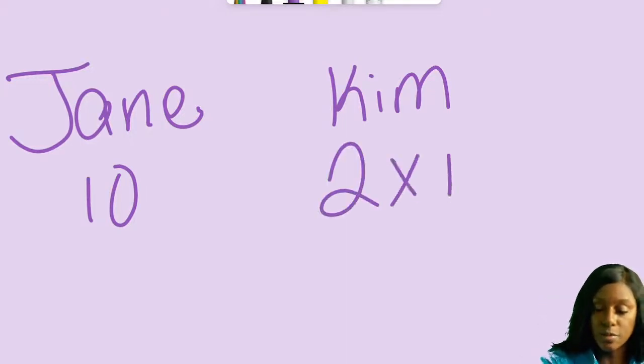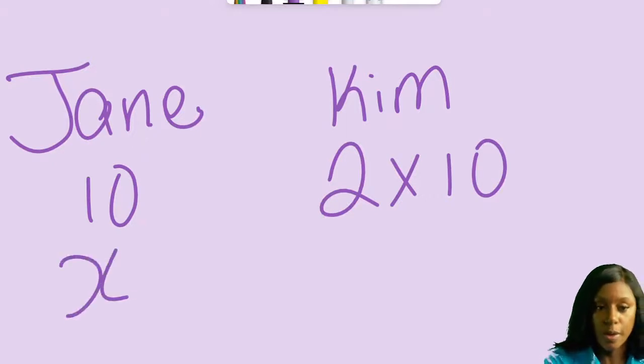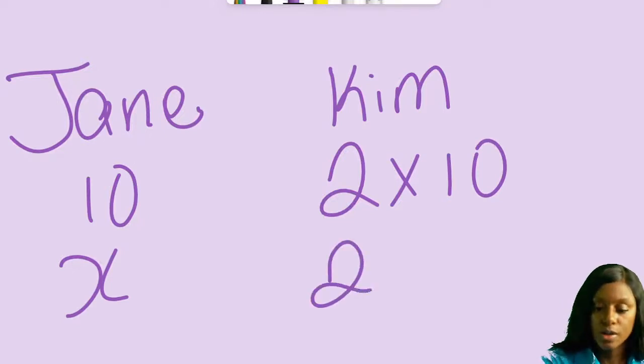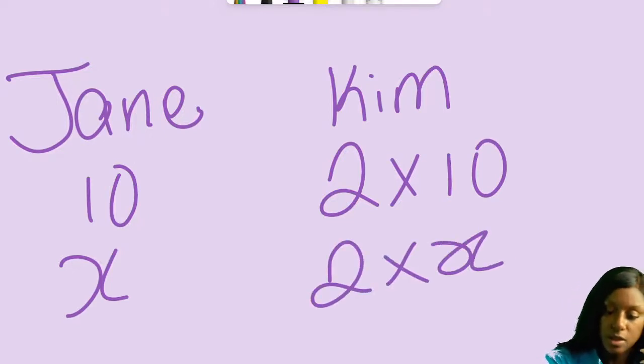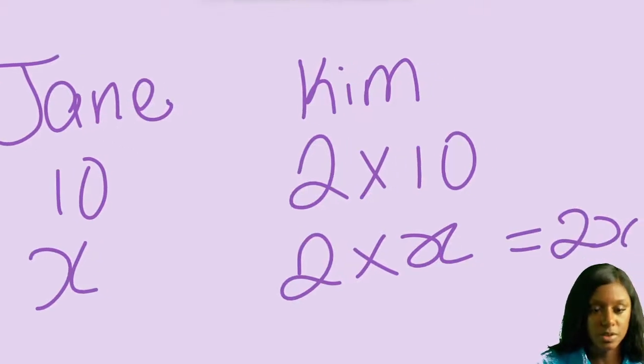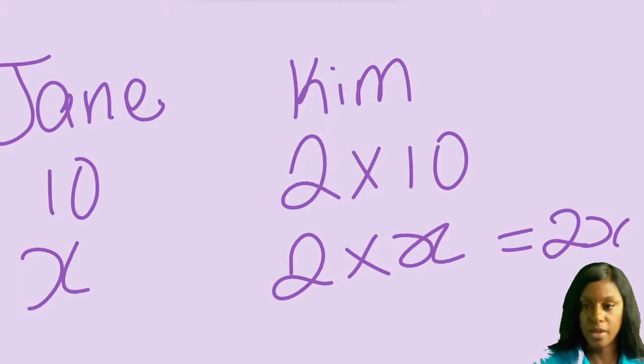Okay, I'm not seeing you responding. Twice as old, this means you'd have to multiply 10 by 2. So in this case, they did not tell us the age of Jane. They said that Jane is X years old, and Kim is twice the age of Jane. So this would be 2 times X, or you could simply say 2X.